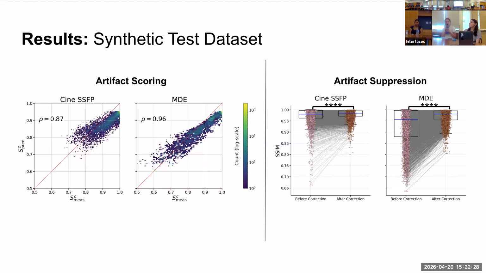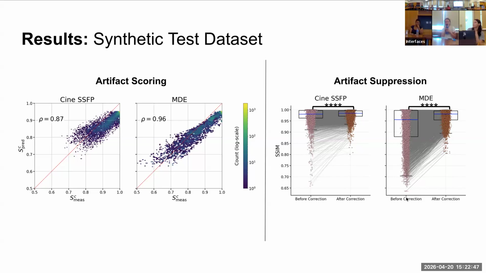Okay, so the other side is the artifact suppression. This is how well it corrected the artifact. Before correction is the SSIM score. Remember, 1 means no artifact. And after correction, you can see that there's a pretty significant difference for the two acquisitions that we had. So that's good, it's correcting.